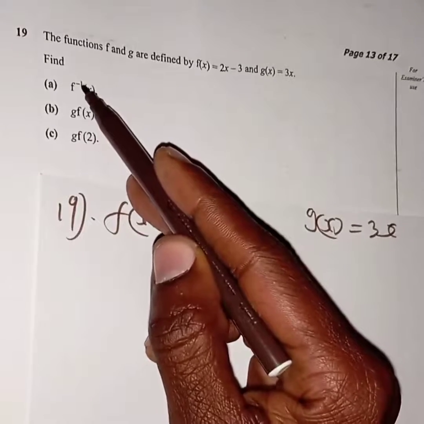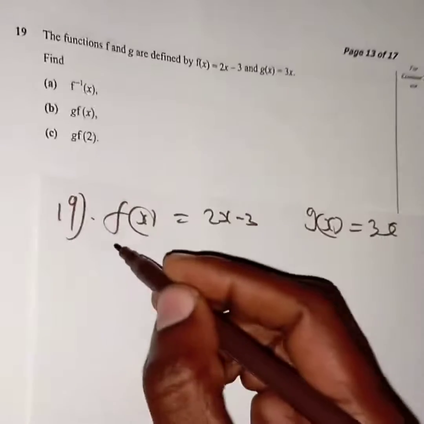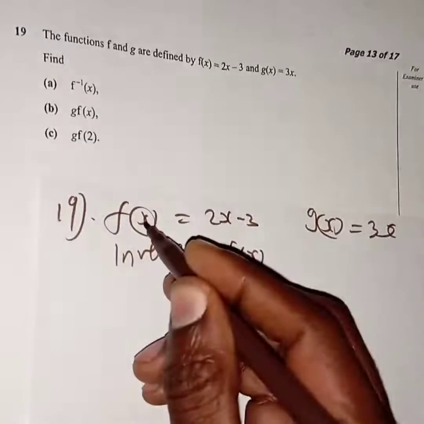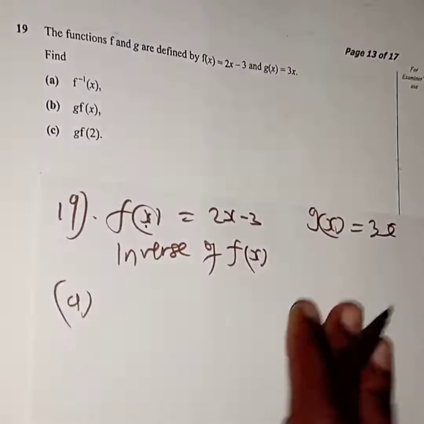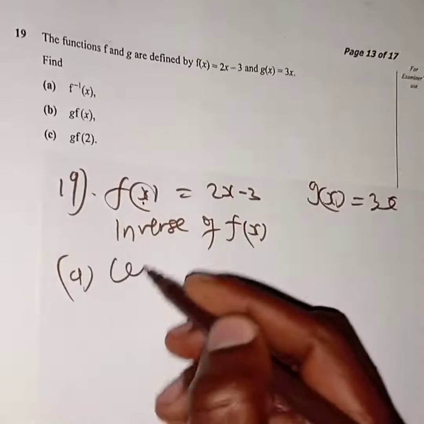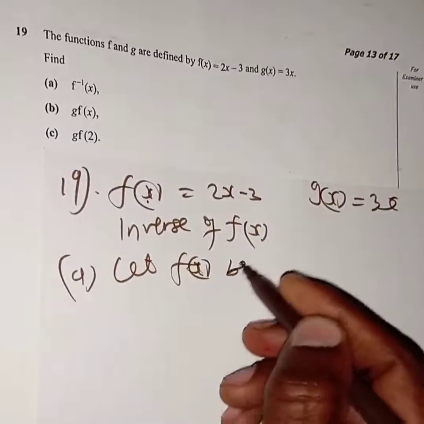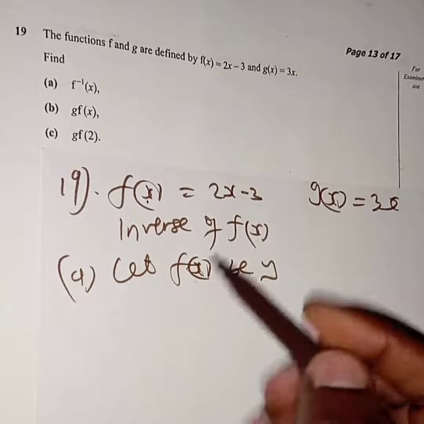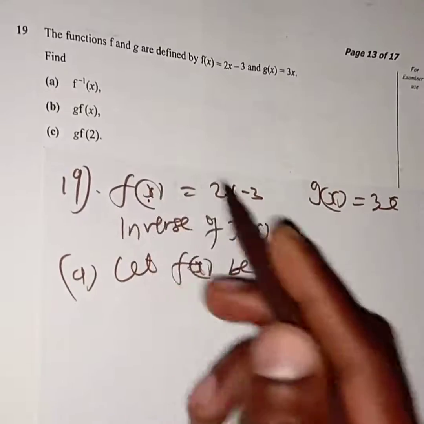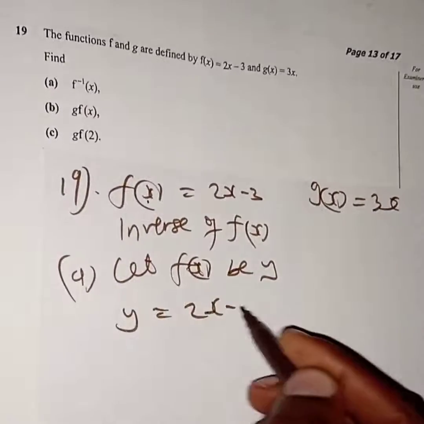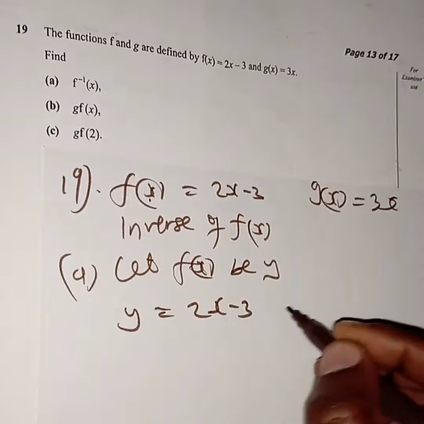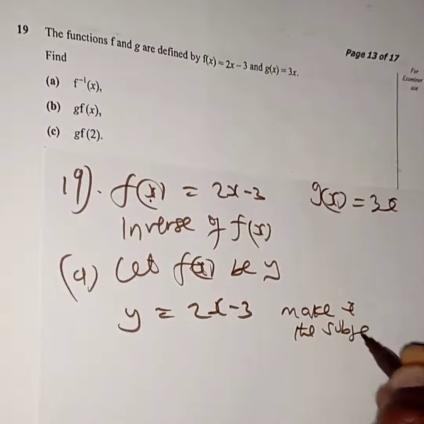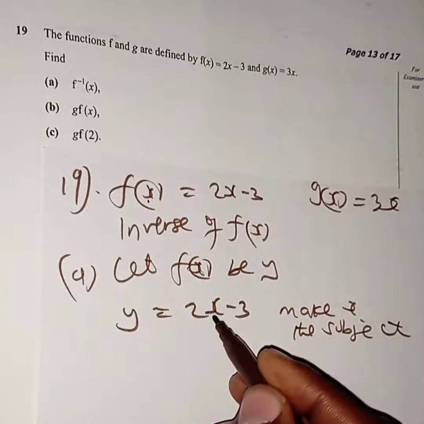What's this? When you see a power -1, it means inverse of f of x. F of x is this one. What's the inverse? So now you say let f of x be y. Whenever you are finding the inverse, you say let f of x be y. So this one, write it as y. So it will be like this. Next, make x the subject. Make x the subject of the formula. It means make x remain alone.